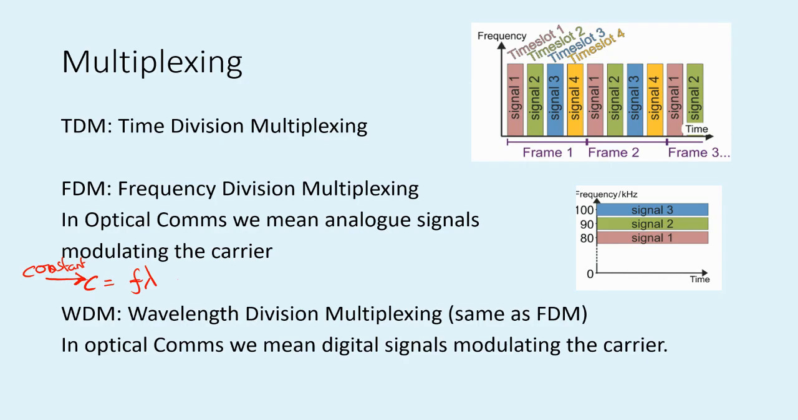We call them different just to distinguish what the input signal, the information signal, is. Frequency division multiplexing refers to an analog signal being used as the information signal, whereas wavelength division is if we have the information signal as a digital signal. That's just a little bit of technical detail that we need to keep an eye on.